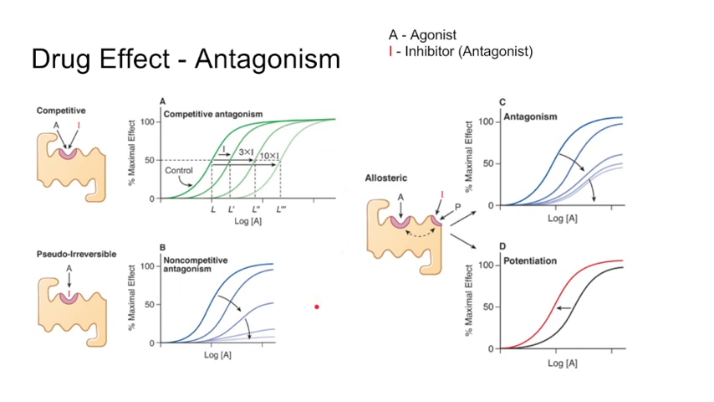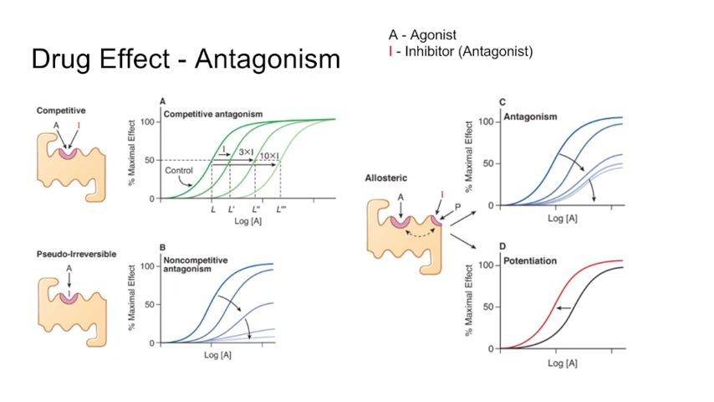Now, pseudo-irreversible is sort of similar to our allosteric type. In pseudo-irreversible, A is represented as our agonist and I as our antagonist or inhibitor. A way to describe this would be a suicide substrate, an inhibitor that binds to an enzyme, and once it binds, the enzyme is out of commission.